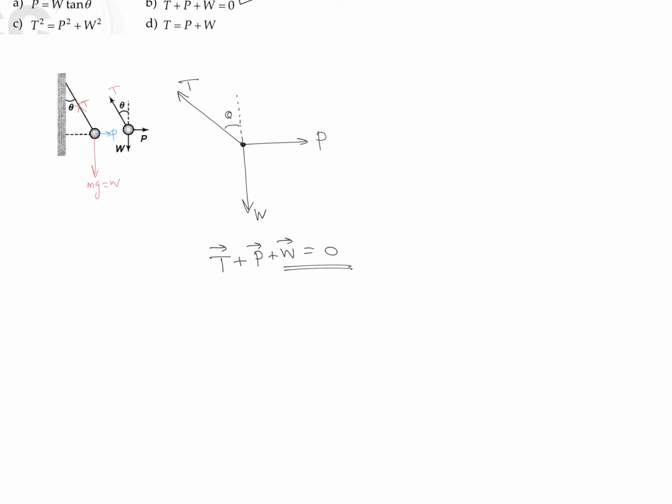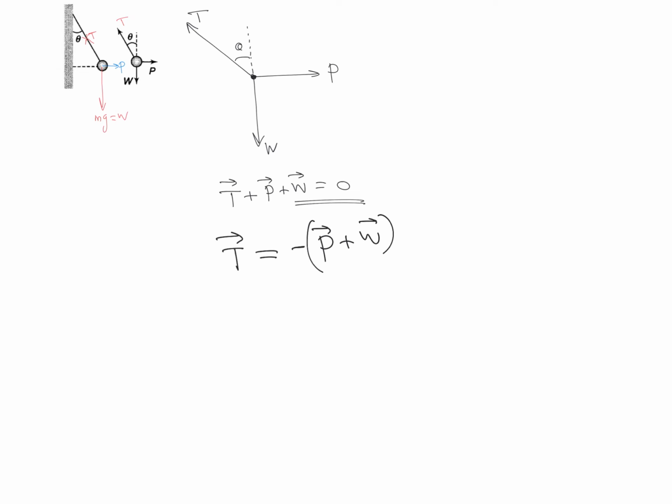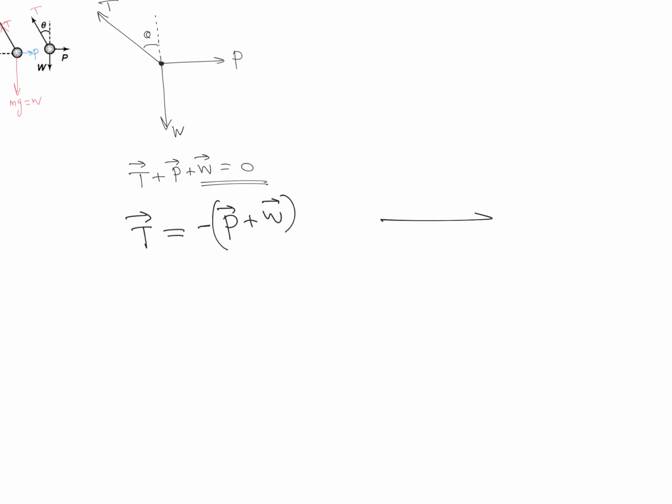Now we can observe that this T vector can be written as minus of P vector plus W vector. I'm just taking the P vector and W vector towards the right side. So it is minus P minus W, which can be written as minus of P vector plus W vector. Now you can observe from the diagram that the P vector and W vector make an angle of 90 degrees. So if we go for the magnitude of their resultant, the magnitude of the resultant of the P vector and W vector is going to be the square root of P squared plus W squared.